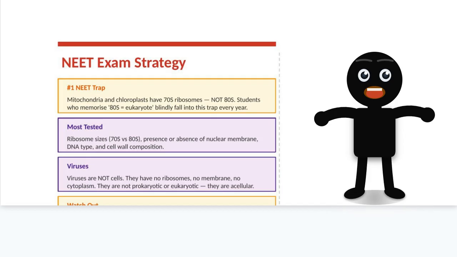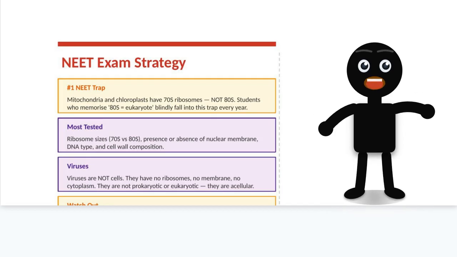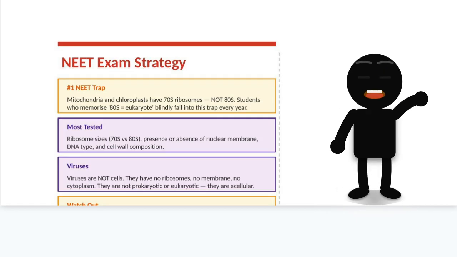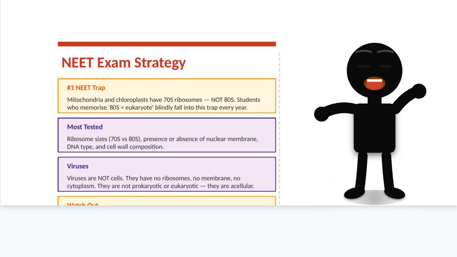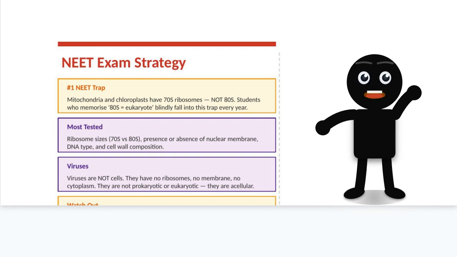Students who learn the rule as an absolute fall into this trap. The most frequently tested comparisons are ribosome sizes, presence of nuclear membrane, DNA structure, and cell wall composition. Be ready to apply these in both directions. Given a feature, identify the cell type. Given a cell type, describe the feature.